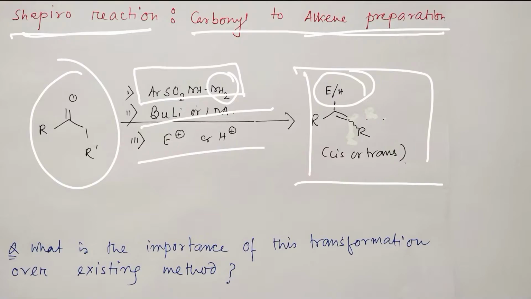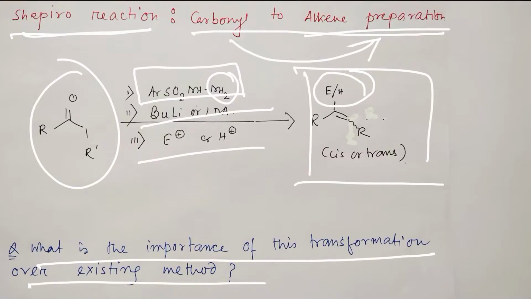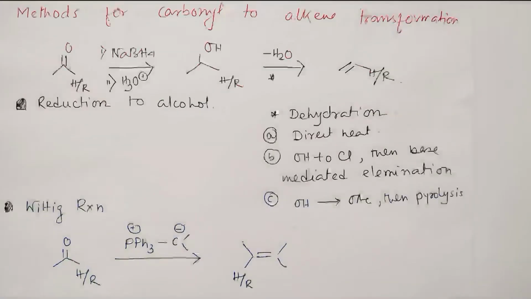So a simple question comes: what are we getting? Carbonyl to alkene. Previously we have read many reactions where this transformation could be possible. So what is the importance of this transformation compared to the existing methods? In order to answer this question, let's discuss the existing methods.